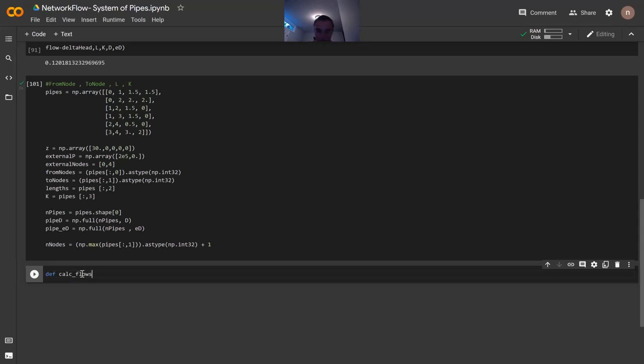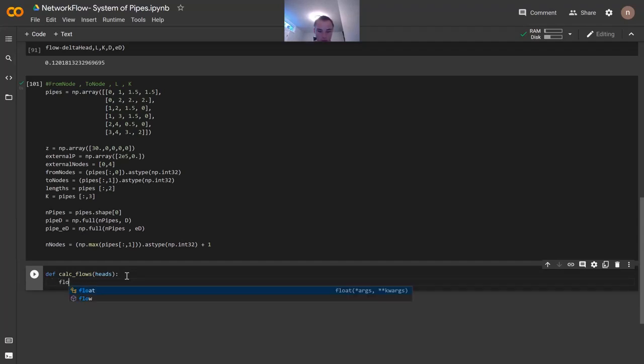So calc_flows, and since it'll be iterating through our heads, we're going to want it to take in the value of our heads. We need to call this heads because we already have delta head. We needed a different variable name. So then we have flows, and actually, since we need to iterate through the value of our heads, we need to first specify our head values, and then we'll put our flow function in.